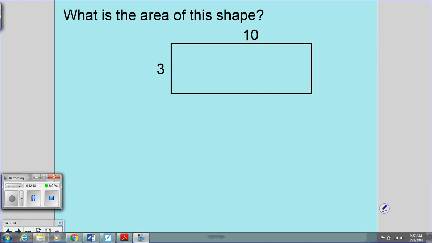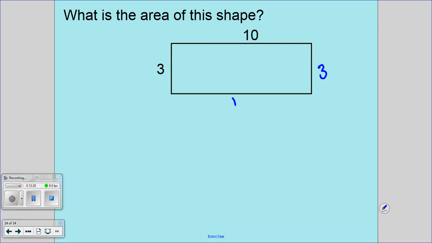Alright, we have this shape. I'm going to label my dimensions. I can tell opposite sides are equal on a rectangle, so this is going to be 3. This is going to be 10. I'm asked to find the area. Area equals array, which would be multiplication.